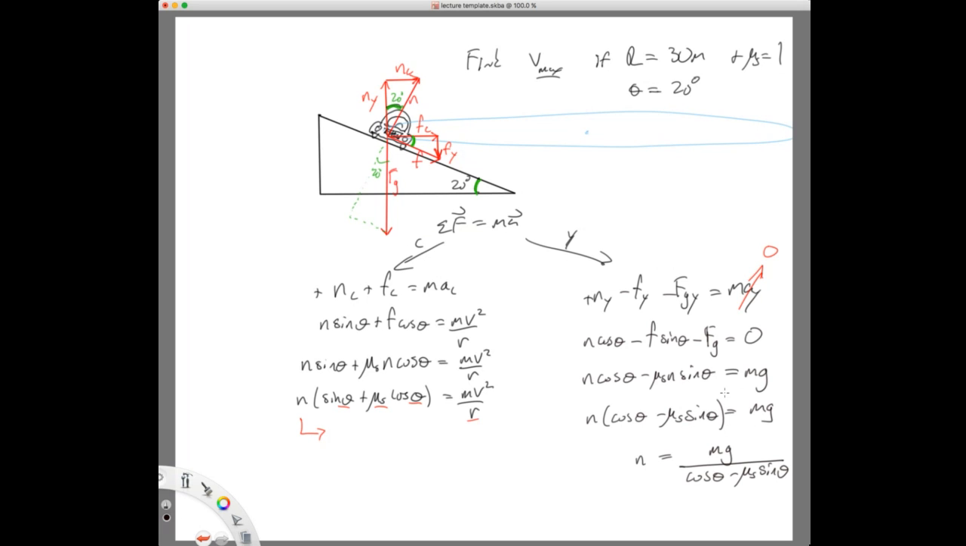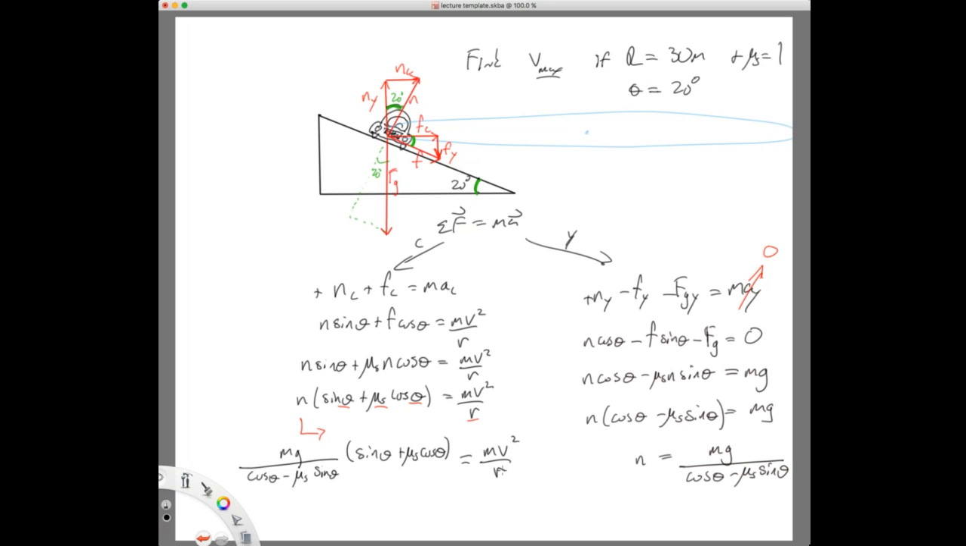So here's our most complicated normal force we've ever seen, mg over cosine of theta minus mu static sine of theta. And we have to insert that in our left equation where the normal is. And this is going to give us one heck of an ugly equation. Mg over cosine of theta minus mu static sine of theta, times sine of theta plus mu static cosine of theta. All of that stuff equals m times v squared over r.